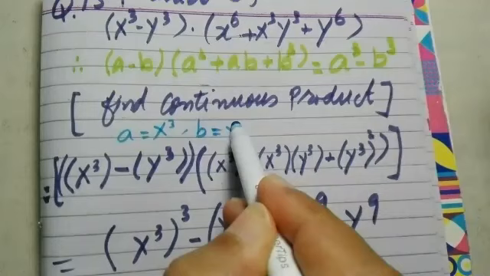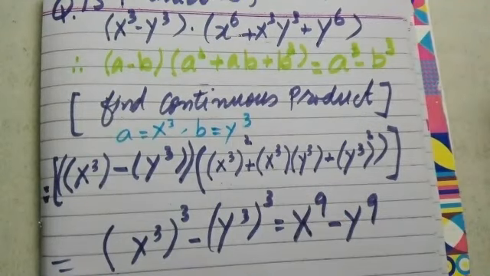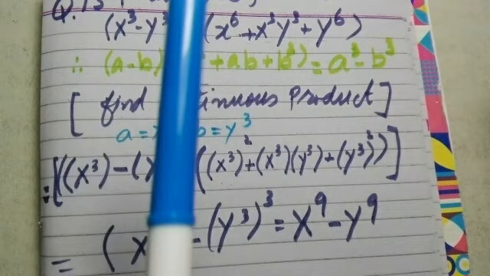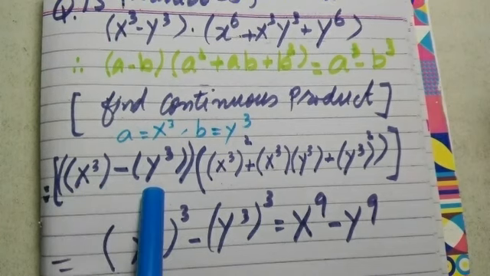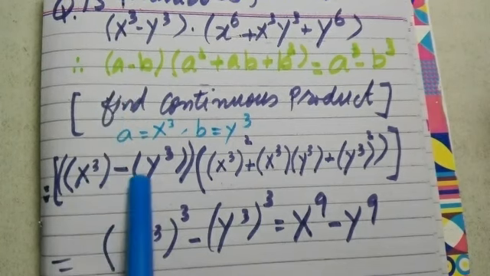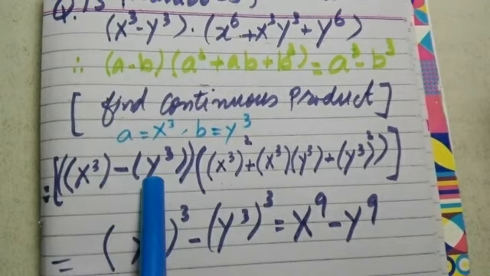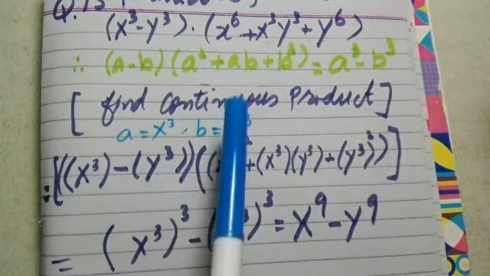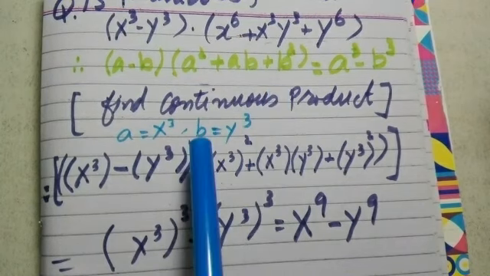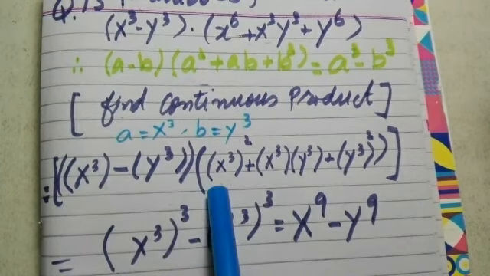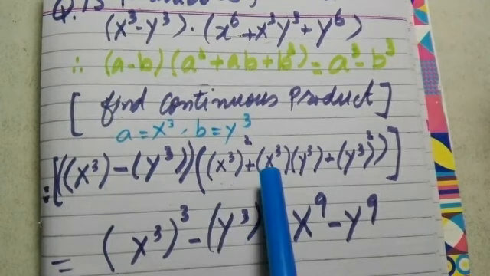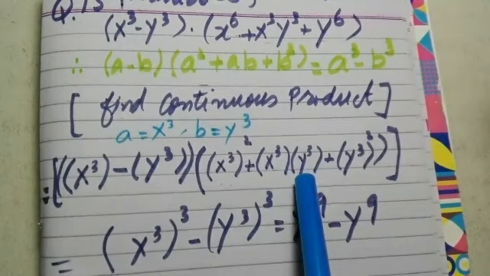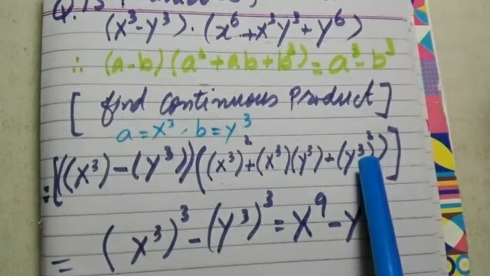If we just use it according to the formula, we will first arrange the first two parts as a minus b in this bracket. This is according to the green color formula. Left hand side, just arrange the two terms a and b like this one. Then instead of looking at the question, you will look at the formula and you will write a square, which is x3 in this part, plus a times b. So a is x3, b is y3, and b square, so this will give you y3 square.